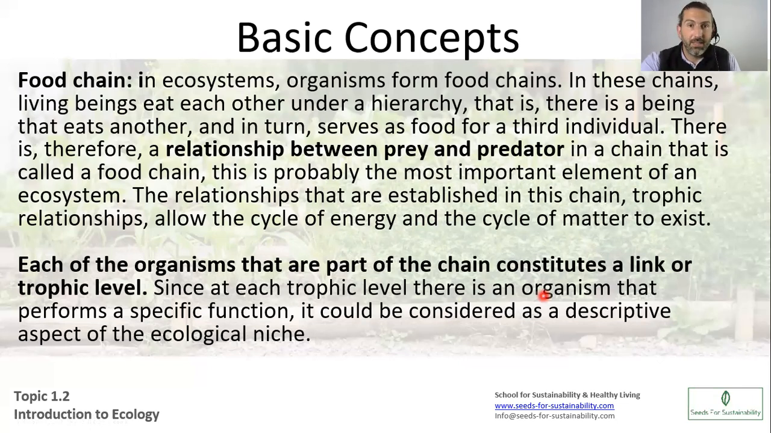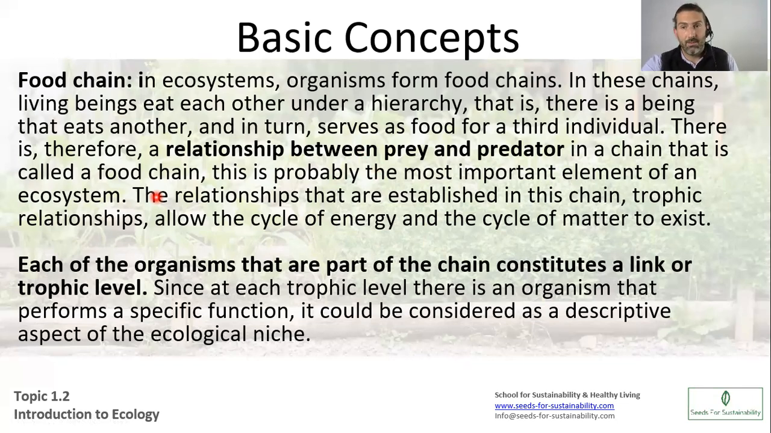So there's a being that eats another and in turn serves as food for a third individual. So again, nothing's an island, everything's interrelated. There's therefore a relationship between prey and predator in a chain that is called a food chain. This is probably the most important element of an ecosystem. So have that in mind. When we design an ecosystem, keep in mind what the food chains are.